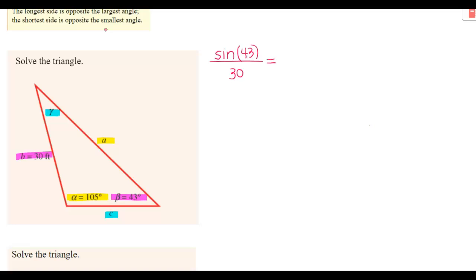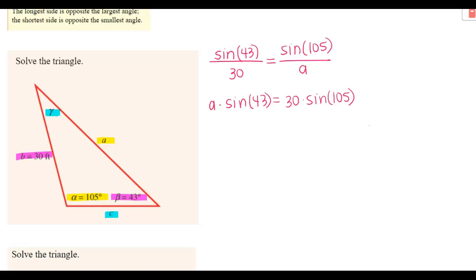Okay, the only other thing that we know here is alpha, so we probably want to start there and do the sine of 105 and find little a. When we have our ratio, we only have two sides, so we're not worried about gamma and little c yet. We're just worried about these two sides that we have. In order to solve a ratio, we cross multiply. So we'd have a times the sine of 43 equals 30 times the sine of 105.